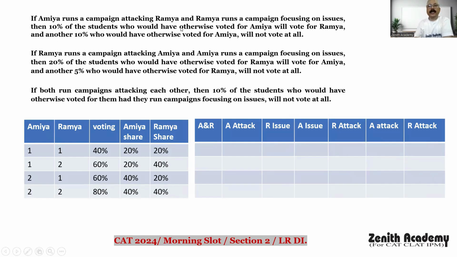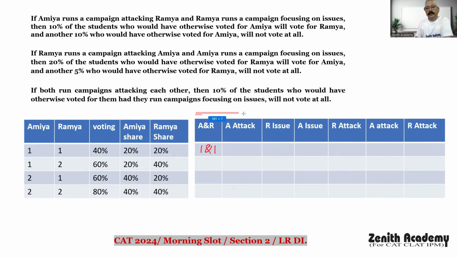If Amya ran a campaign attacking Ramya and Ramesh. So here again, the possibility is of what kind of campaigning is done. Like the first case, when Amya is running one type, Ramya's campaigning level is also one type. Means this is like 1 and 1. Okay. And now in this condition, Amya attacks and Ramya focuses on issues. You got it? So let's see this.